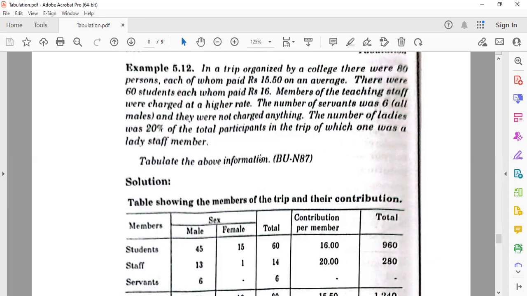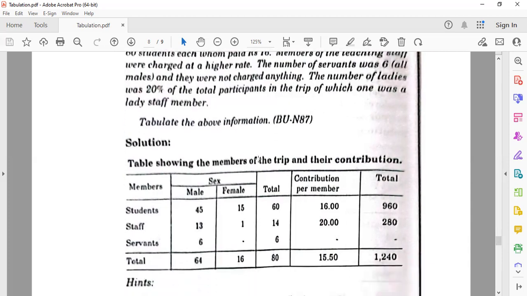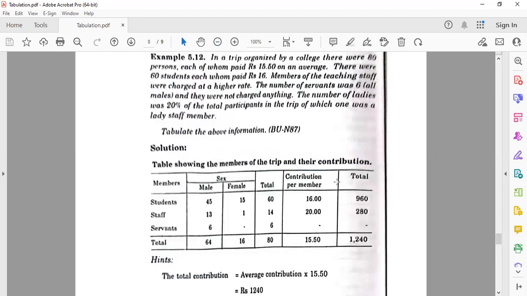Teaching staff were charged higher. What that percentage is, is not given. That is what we have to find out. And the number of ladies was 20% of total participants in the trip, of which one was a lady staff. So that is how the data is given here. How do you solve this particular problem? To solve this particular problem, we have to go like this.